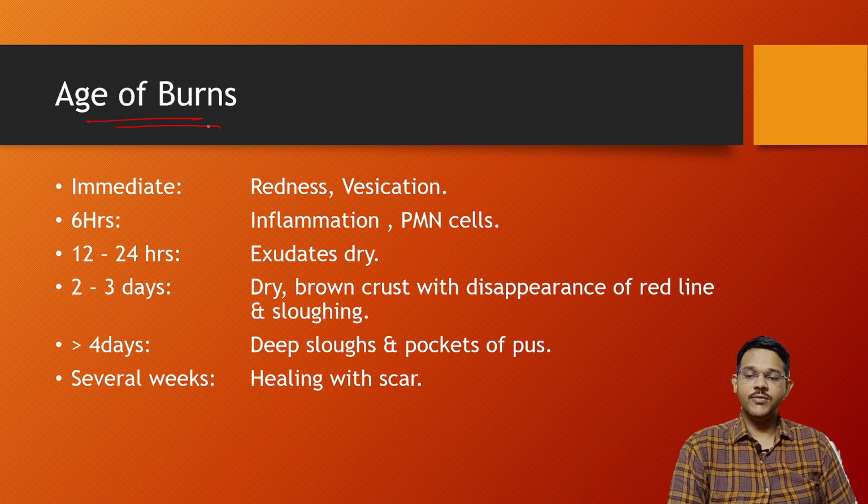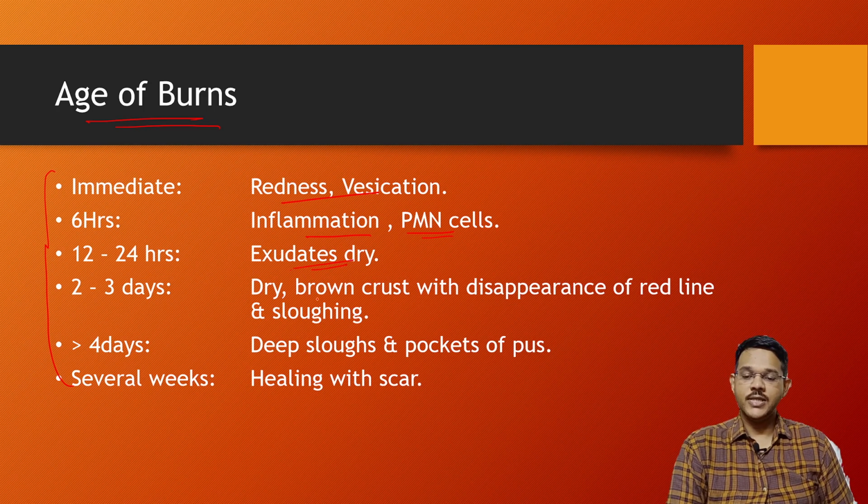Now coming to the age of the burns. We can estimate the age roughly based on the healing stage of the burns. Immediately after the burns, there is redness and vesications. After 6 hours, there is inflammation and neutrophil cells are present. At 12 to 24 hours, there is exudate, and the blister gets dried up.